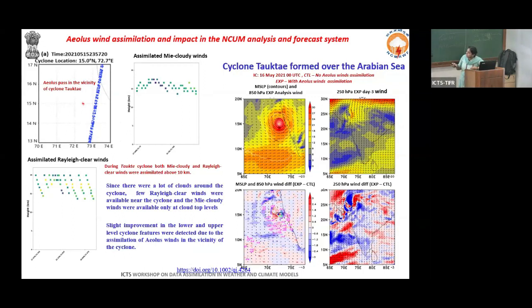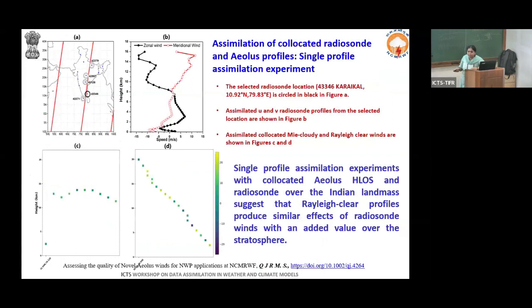This is one case, cyclone Tauktae. If you see, after quality control, this is how much Mie cloudy wind we assimilated, only this much. The quality control procedure rejected most of the data. The Rayleigh clear winds assimilated are also only this much, but still we got some impact in the assimilation system. So these types of observations are very important in assimilation, particularly over the tropics.